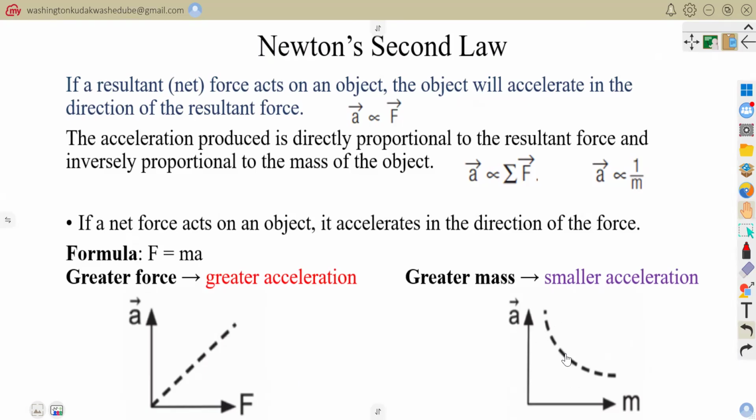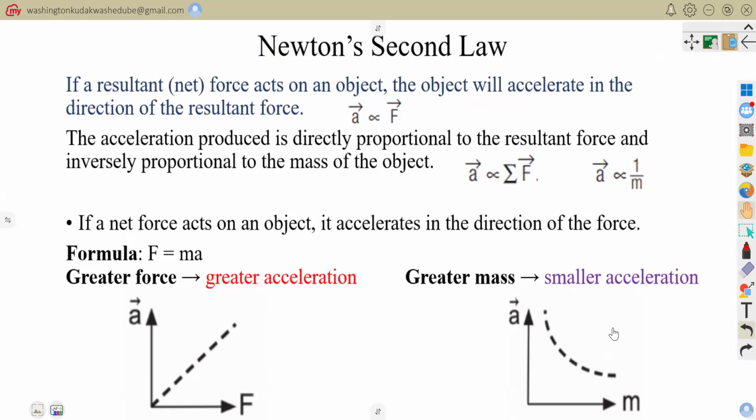When you are now representing acceleration against mass, you represent acceleration on the y-axis because acceleration is the dependent variable here. It is dependent on either the net force applied or the mass of the object. So your mass would be on the x-axis because it is the independent variable, so that when the mass of the object becomes greater, the acceleration of the object will become small. So you will draw a curve showing that the acceleration decreases as the mass increases.